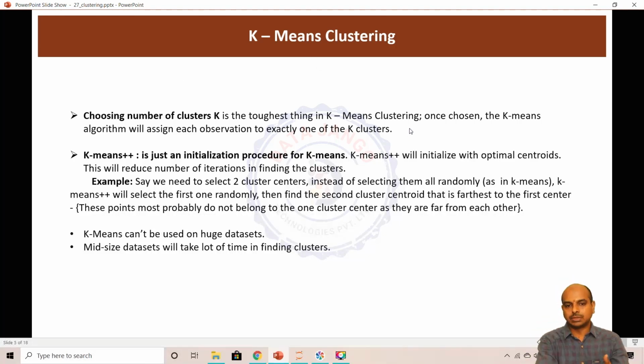Okay, so that is a tricky part, and this is one approach I explained. This is called the elbow curve approach. There is another approach called silhouette score. We'll see those two now. So choosing k is the toughest task.